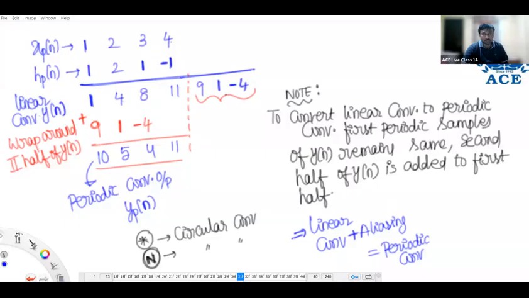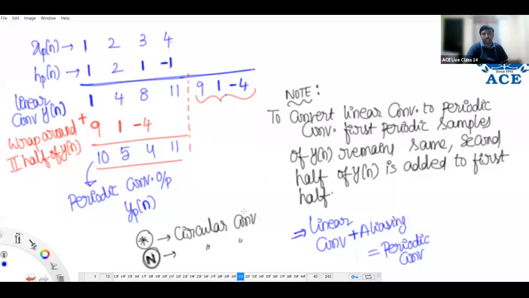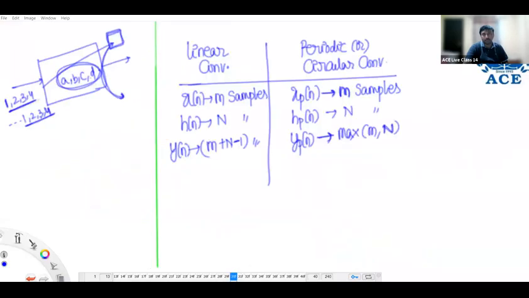So what is the difference between linear convolution and periodic convolution? In linear convolution, output length is M plus N minus 1 samples, but in periodic convolution it is maximum of M comma N samples. Take the maximum of the given lengths.